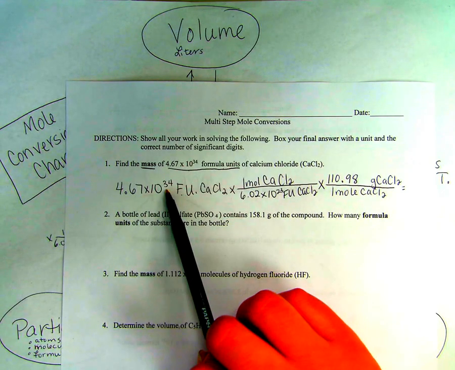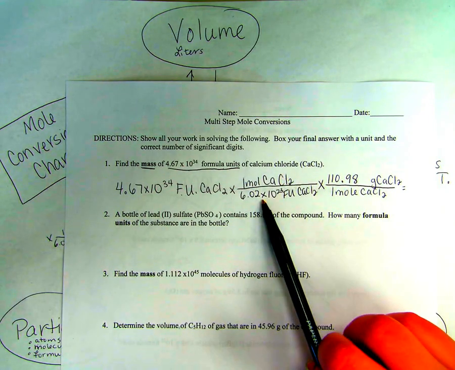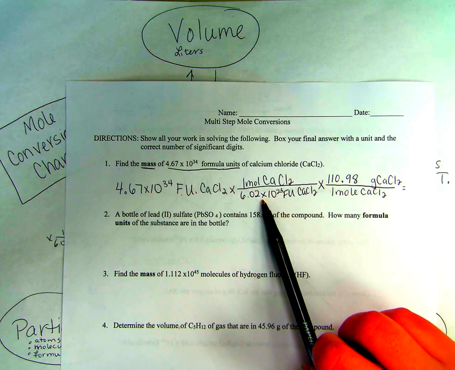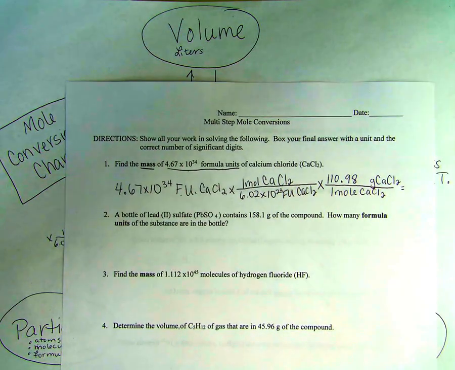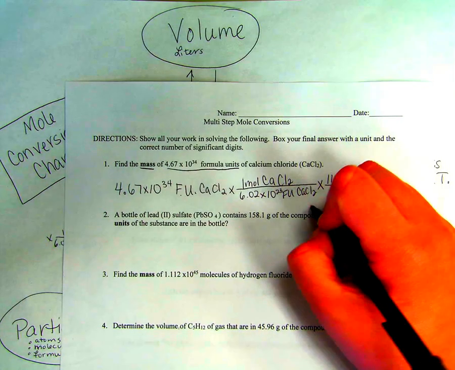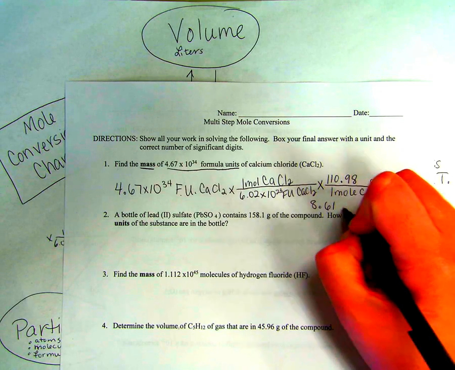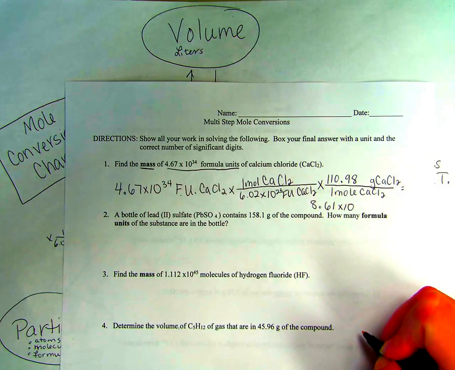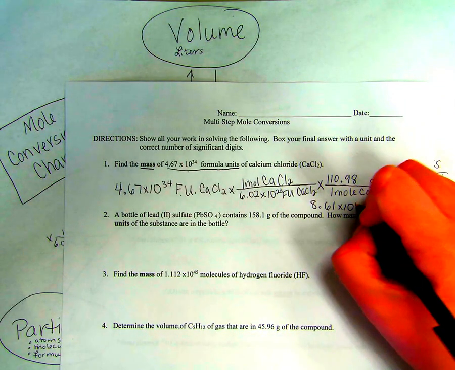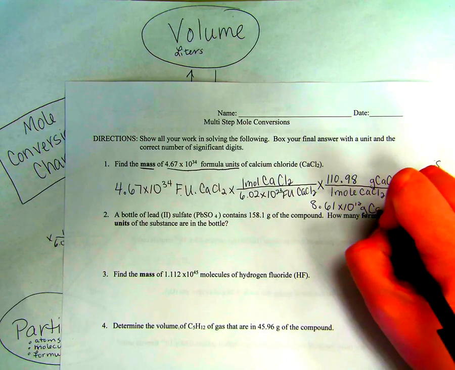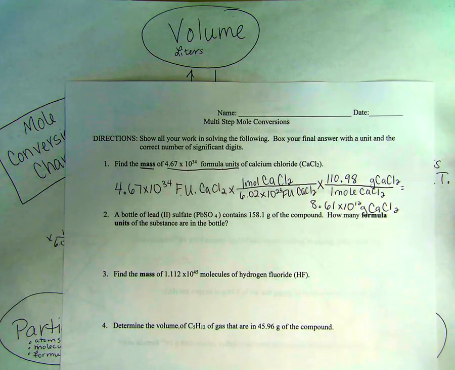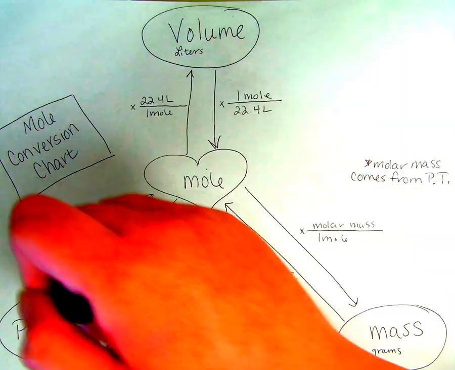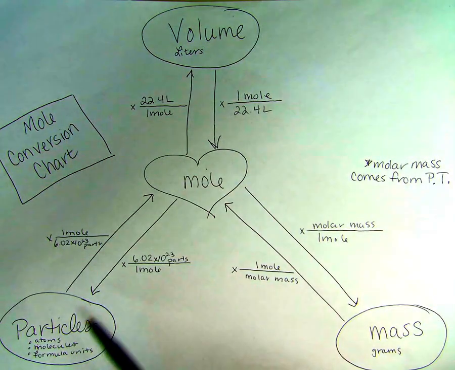Plug it in your calculator. 4.67 times 10 to the 34th times 1 divided by 6.02 times 10 to the 23rd times 110.98 divided by 1. And we should get 8.61 times 10 to the 12th grams of calcium chloride. So again, all we did was figure out where we started and then follow the arrows.